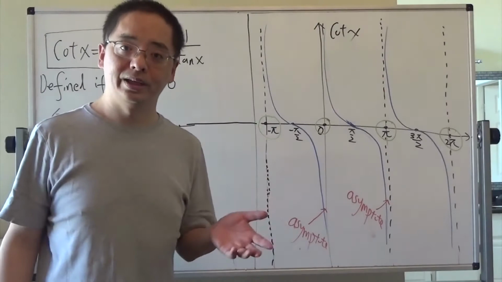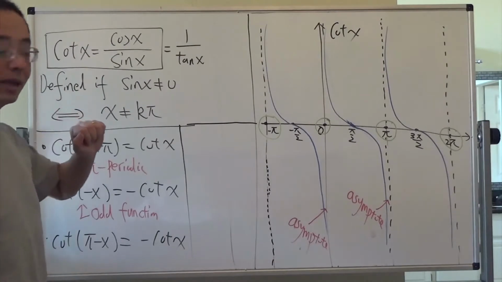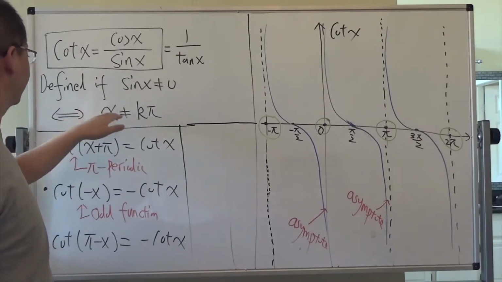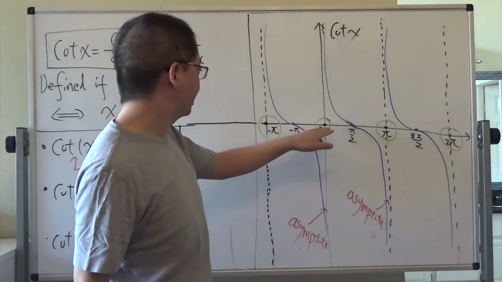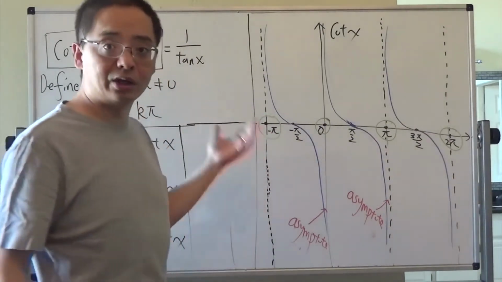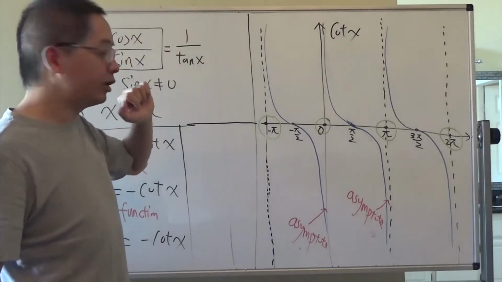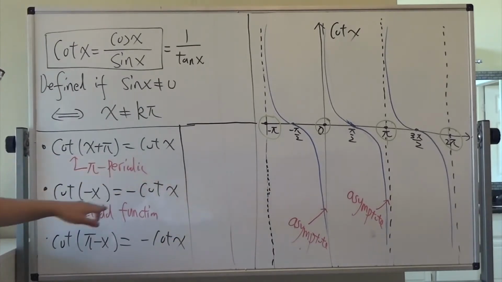Now let's look at more properties of the cotangent function. By definition, cotangent is cosine x divided by sine x, and it is well defined as long as the denominator sine x is not 0, which is to say that x is not equal to k pi, like 0, pi, 2 pi, 3 pi, and negative 3 pi. At those places the function cotangent x is not well defined. It is just the reciprocal of tangent x. So like tangent x, cotangent x is pi periodic. It's an odd function, and cotangent of pi minus x is negative cotangent x.